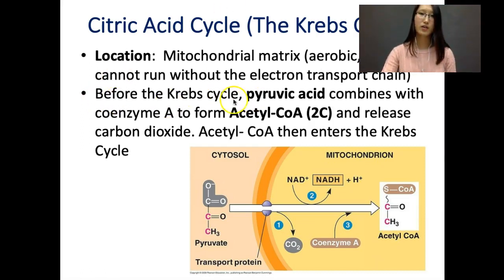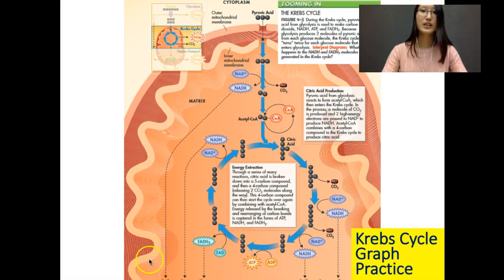So before the Krebs cycle, pyruvic acid has to become acetyl-CoA and release a carbon dioxide and release an NADH. So this is 1 NADH from 1 pyruvate, which means we have to form 2 NADH from the 2 pyruvates that we make.